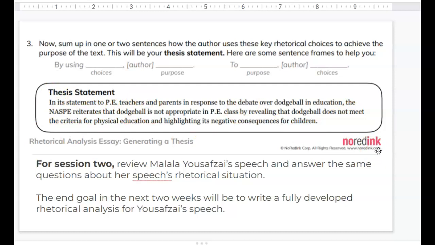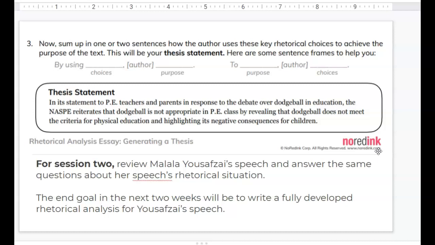And for session 2, you're going to review Malala Yousafzai's speech from last week and answer the same questions about her speech's rhetorical situation. And the end goal is in the next 2 weeks, we will write a fully developed rhetorical analysis for Yousafzai's speech. So the better you look at this speech this week and analyze it, the easier it will be for you in the upcoming weeks to write the rhetorical analysis essay.